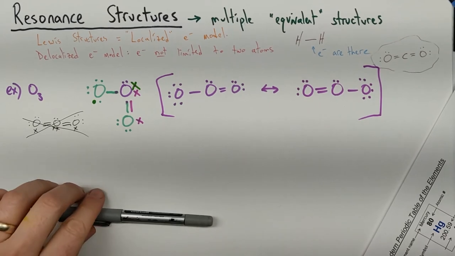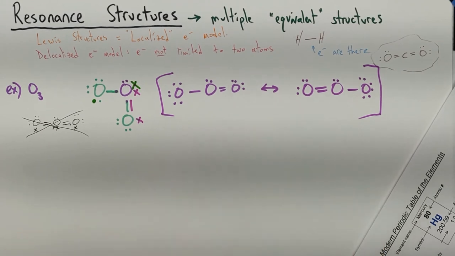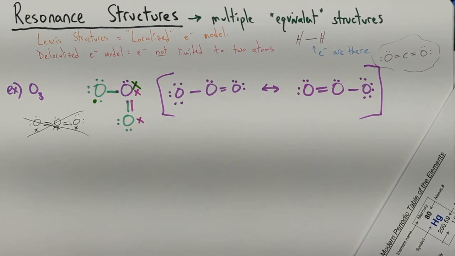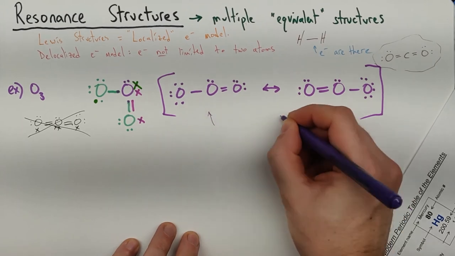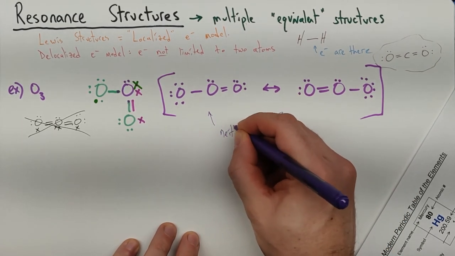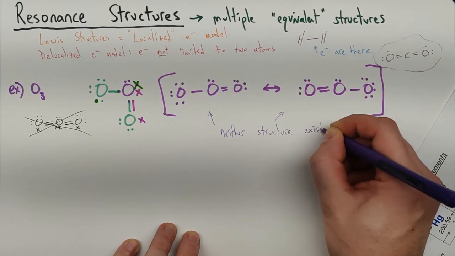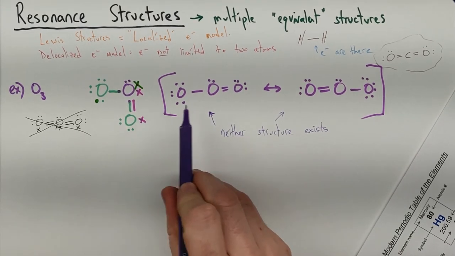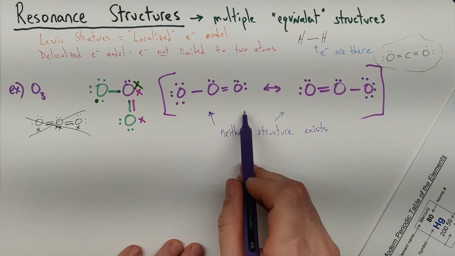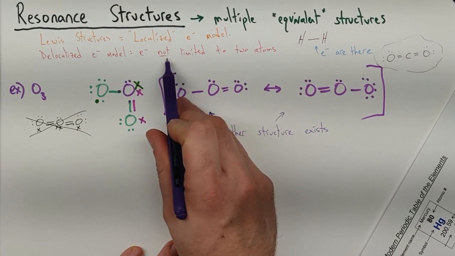Now, if we were to look at the data, and this is where things get very interesting, this does not exist, and this does not exist. All right? And why draw them? Well, that's because we're going to have to put a Band-Aid on our Lewis structures. All right? So neither of these things exist. The reason we have to draw it this way, though, is because resonance structures are a band-aid on a localized model so that we can represent delocalized things.